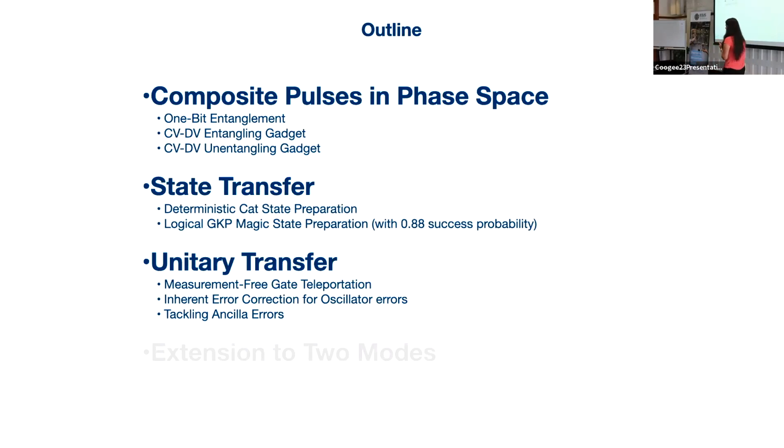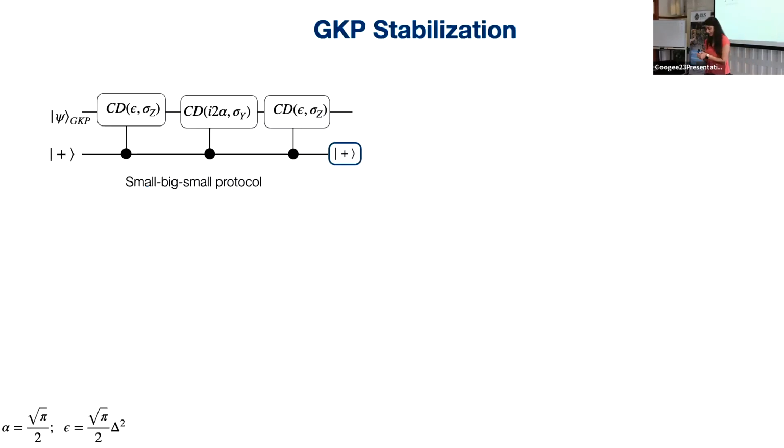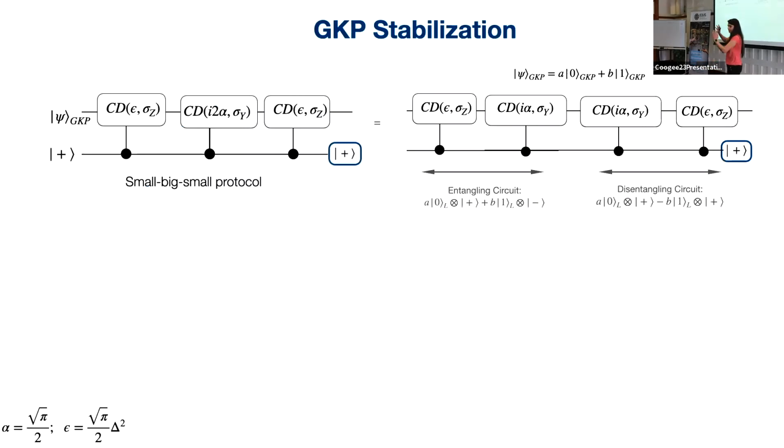So that's my small-big-small protocol that I showed you already. Now, this protocol can be divided into two halves. I've basically broken down the middle conditional displacement into two halves. The first half is my entangling circuit, if you recall, and the second half is my unentangling circuit. If you are in the GKP code space, this circuit will basically apply a logical identity on your space. Basically, this entangling and unentangling works correctly only if you are in the GKP code space.